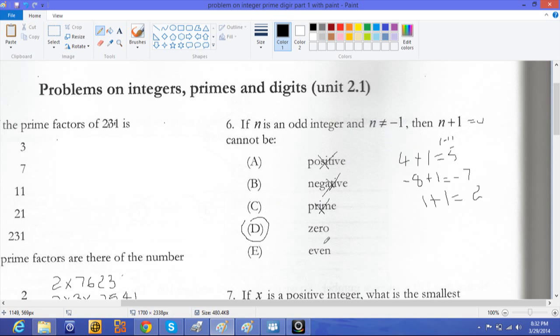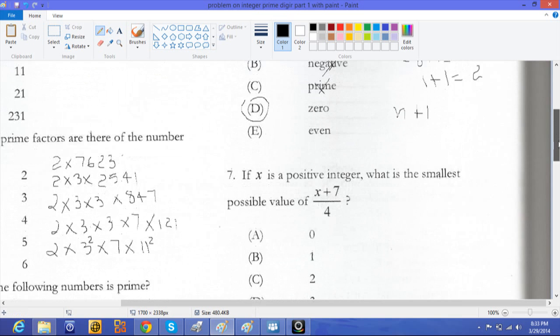But let's check the last one. For this exercise, it's really important. In fact, n plus 1 is always going to be an even number because n is an odd number. Whatever odd number you add 1 to is going to be an even number. But it cannot be 0 in this case since they say n is different from -1. So n plus 1 cannot be 0. It can be positive, negative, prime, even, but it cannot be 0.